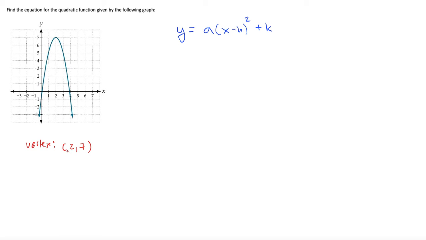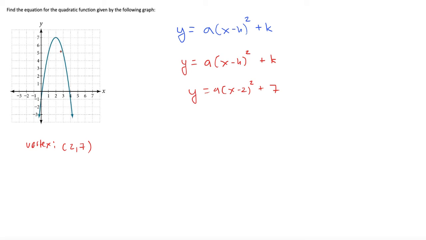So we know this equation will look something like a(x minus h) squared plus k, and we know h and k. h is 2, k is 7. So let's write it again here: a(x minus 2) squared plus 7. So the idea is, wait a minute, what is a? How do we determine the value of a here?